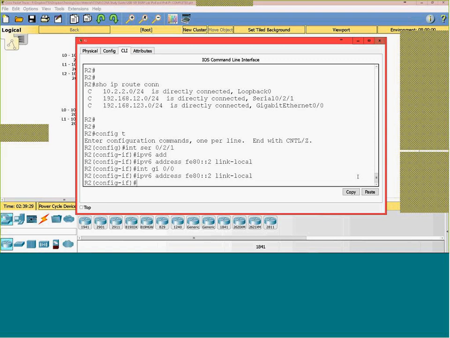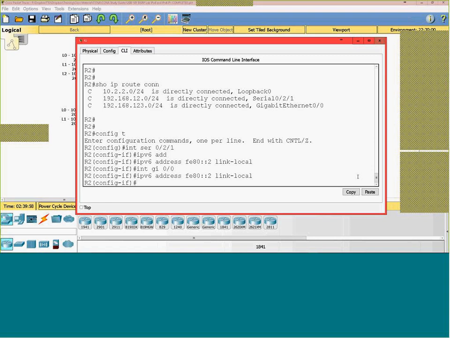Why? Why am I allowed to make every single interface the same link local address? Because they're link local addresses. They only matter on the wire. So you're not going to get a conflict because one link local address on one network has nothing to do with another link local address on a different network.